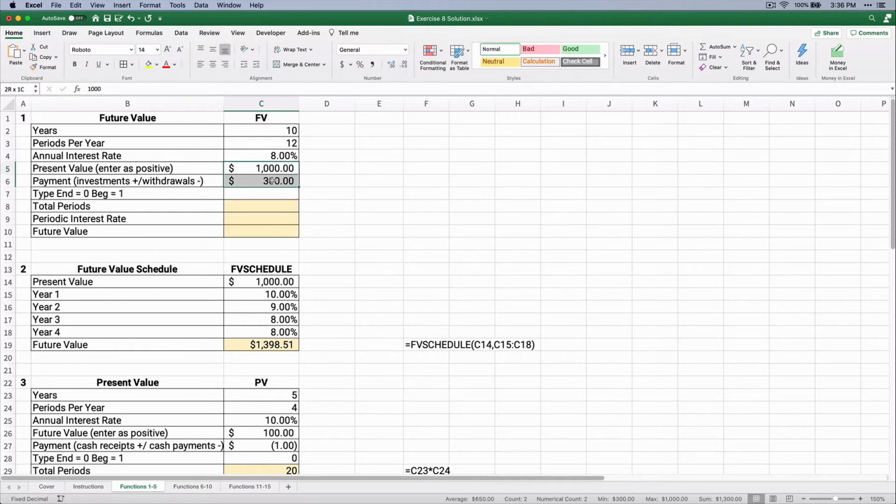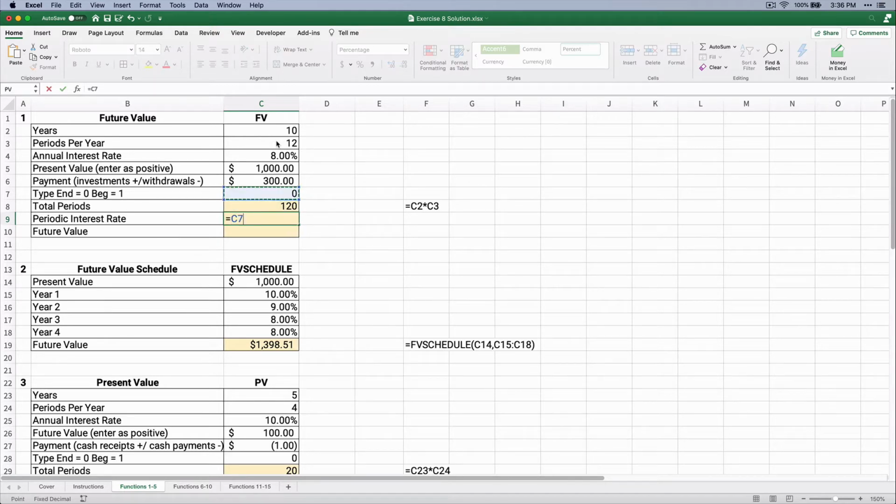Now, I'm going to make both of these the same sign. Both could be positive, both could be negative, because this account is growing. The payments happen at the end of the period, so it's going to be 0. So what's our total periods? Our total periods are going to be 10 times 12. 10 times 12 is 120. The periodic interest rate is going to be the 8% divided by the 12, the number of periods.